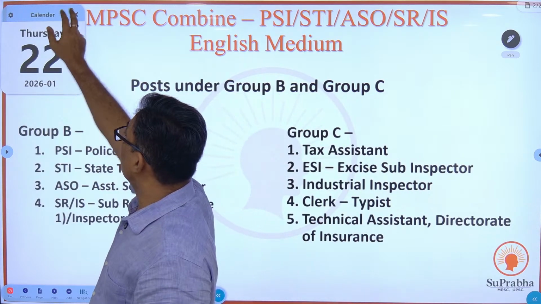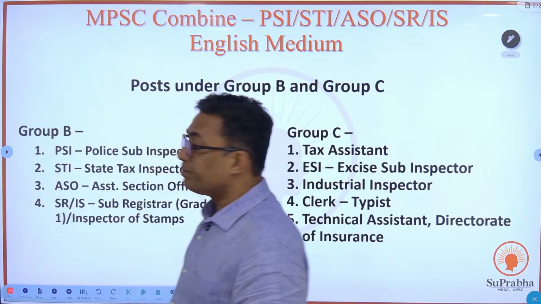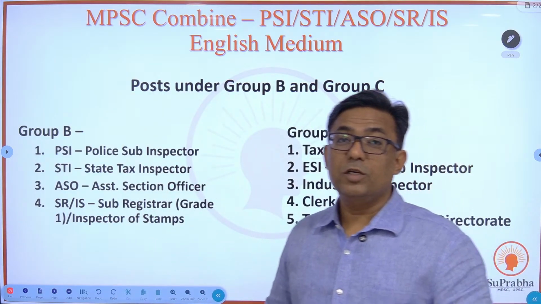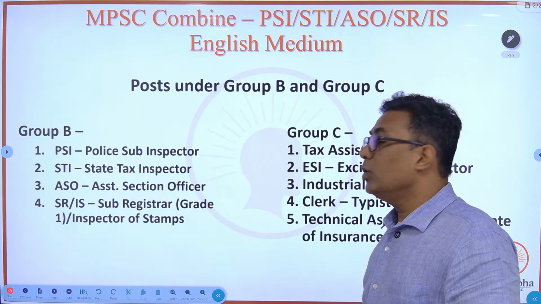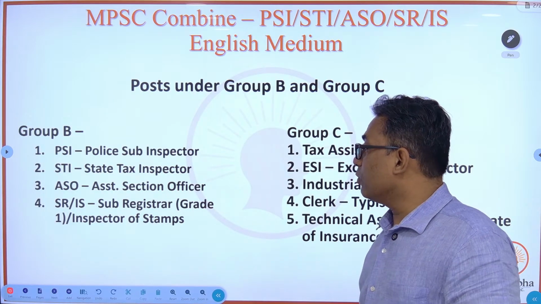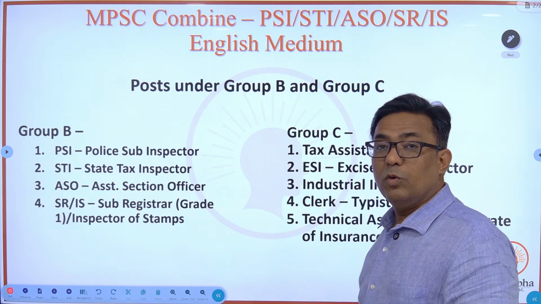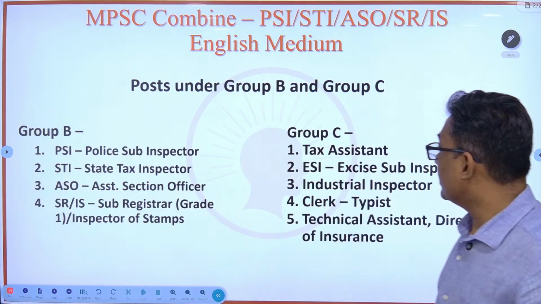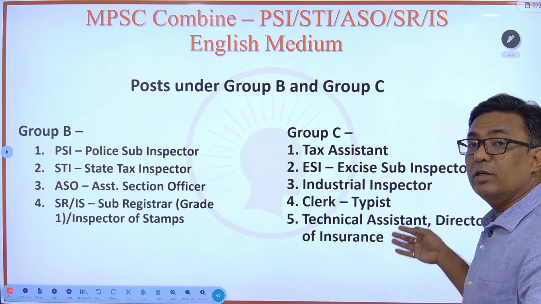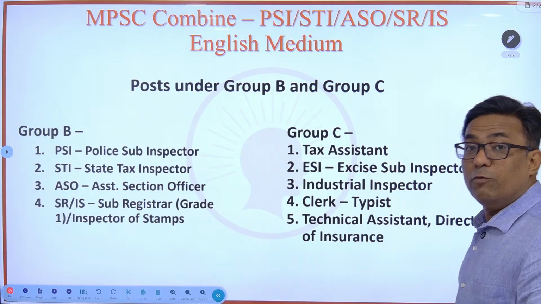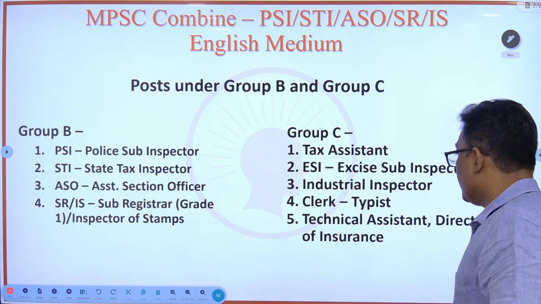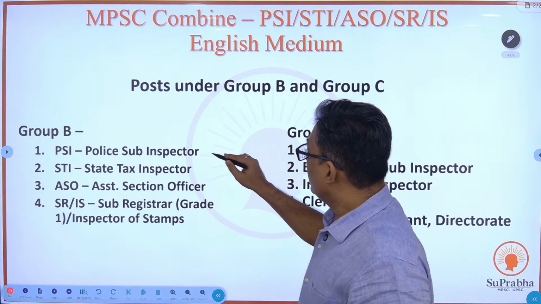So what are the posts? The posts which are included under Group B and Group C. See, Group B is non-gazetted. Group B: PSI, STI, ASO, SR, IS, Sub-Registrar of Stamps or Inspector of Stamps. Okay, that is Group B. And in Group C, you'll be having Tax Assistant, ESI, that is Excise Sub-Inspector, Industrial Inspector, Clerk, Typist, Technical Assistant, Director of Insurance.